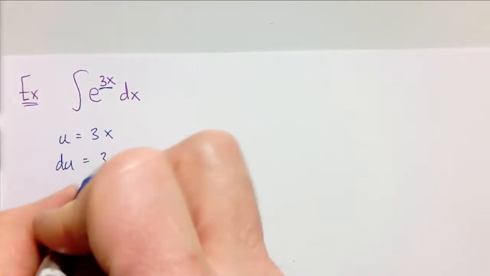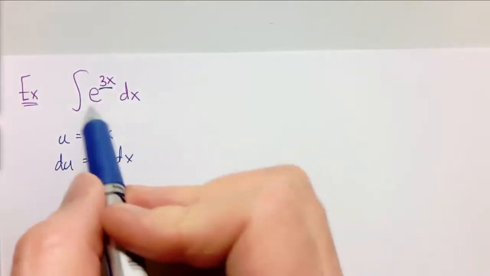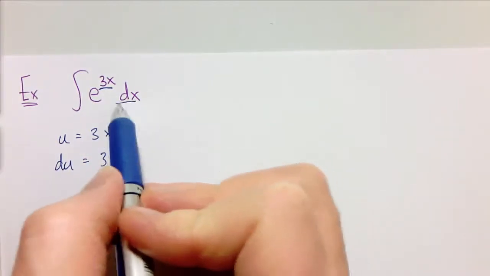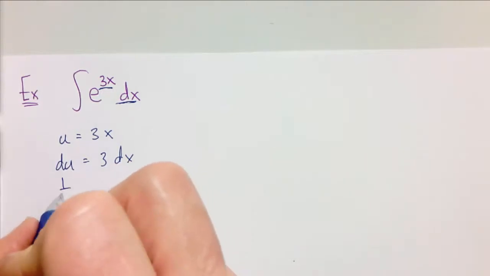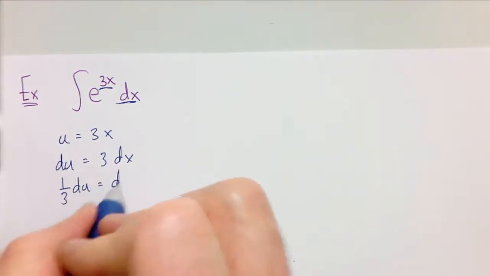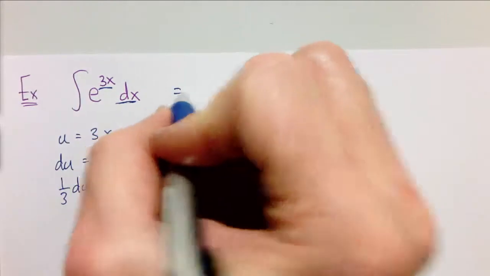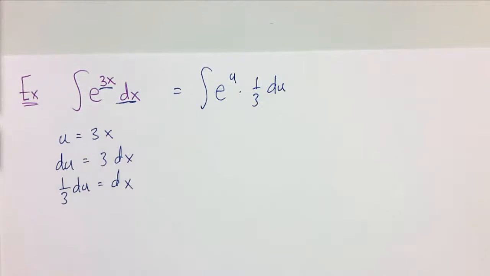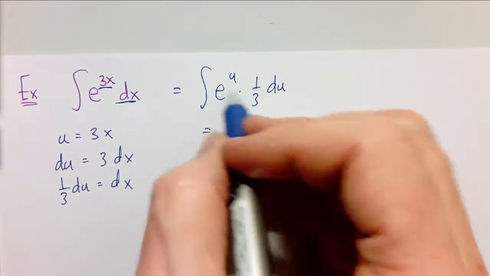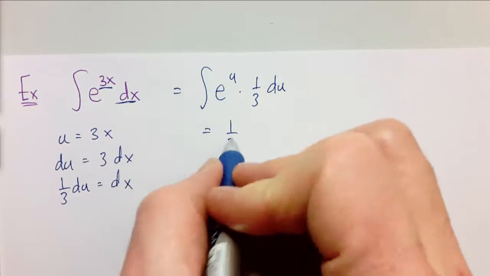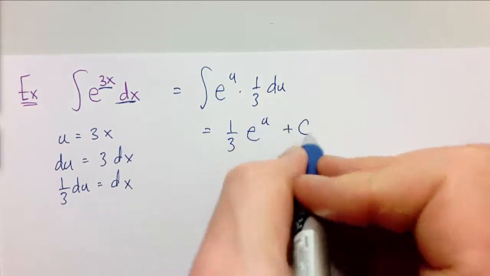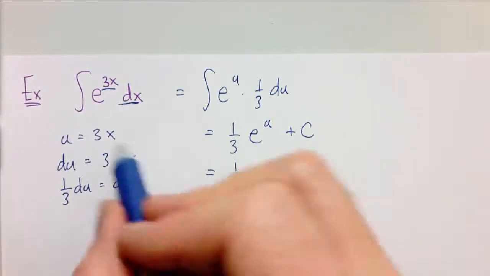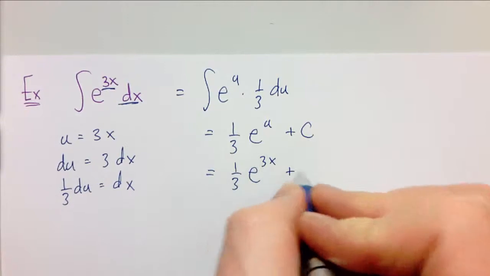du is 3dx. So I see here I've got e to the u, and du doesn't quite match what's left over, which is dx. So I'm going to adjust it. 1/3 du is equal to dx. And now I can make the substitution. I get e to the u times 1/3 du. What's the antiderivative of e to the u? It's e to the u, 1/3 along for the ride, plus c. And this is equal to 1/3 e to the u was 3x, so I'll put it back, plus c.